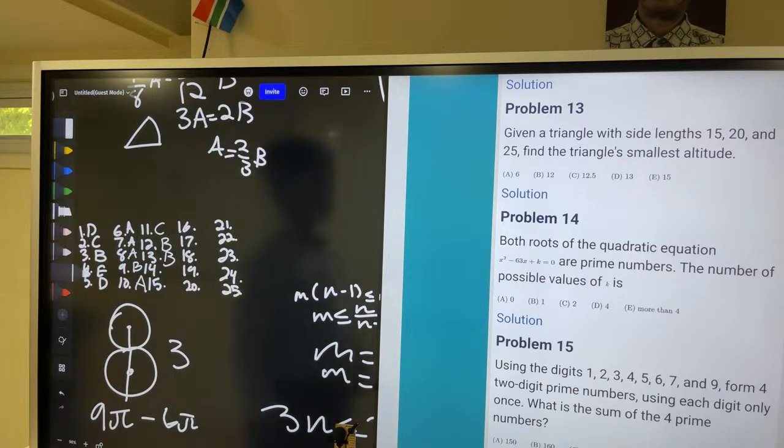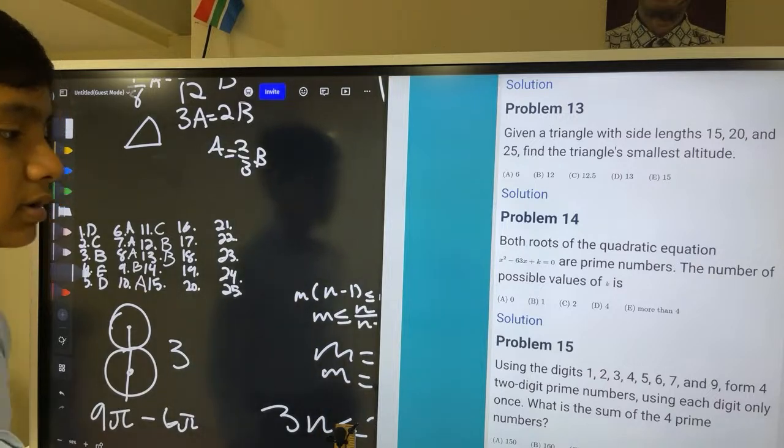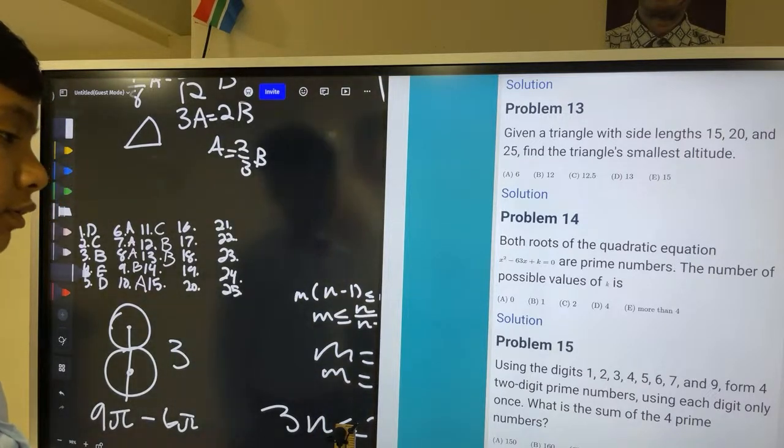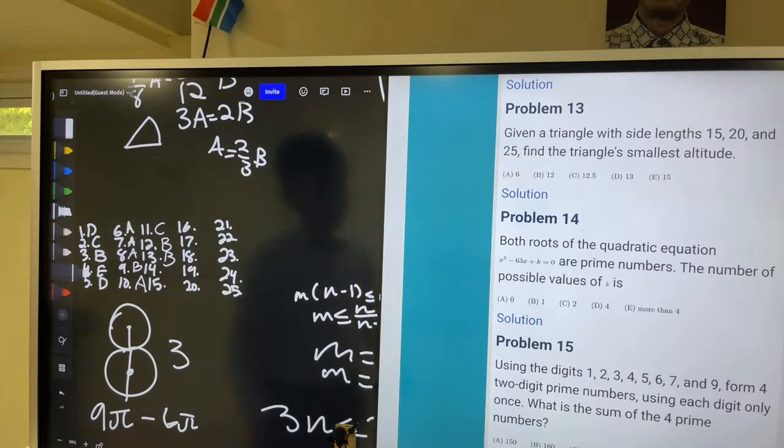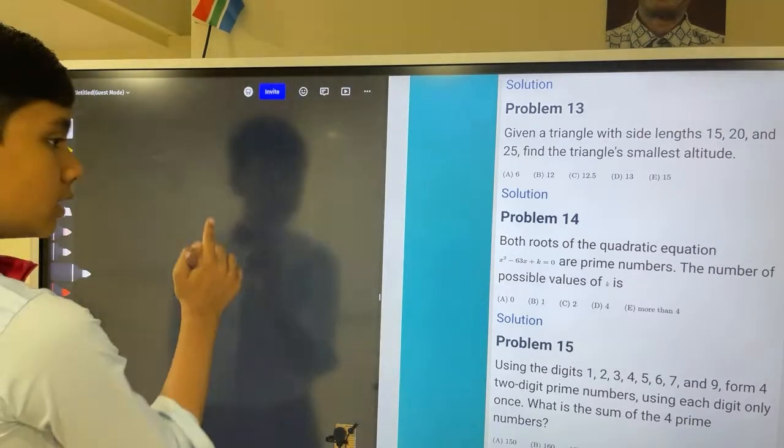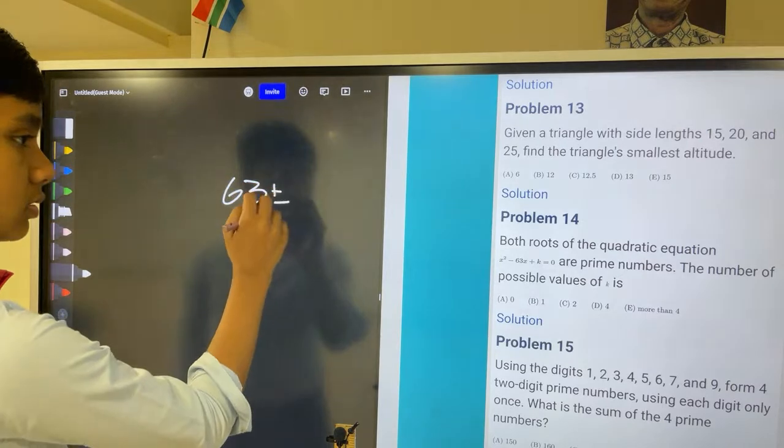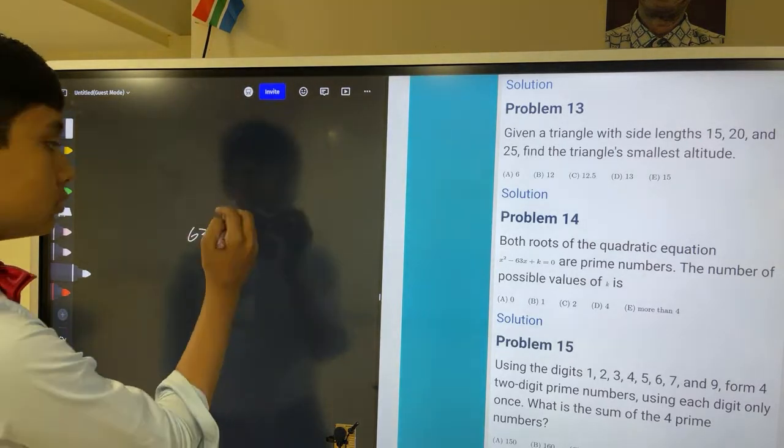Both roots of the quadratic equation x squared minus 63x plus k equals 0 are prime numbers. The number of possible values of k is... Now, I remember seeing this problem, but I don't remember how to solve it. So, not from scratch. Let's see.